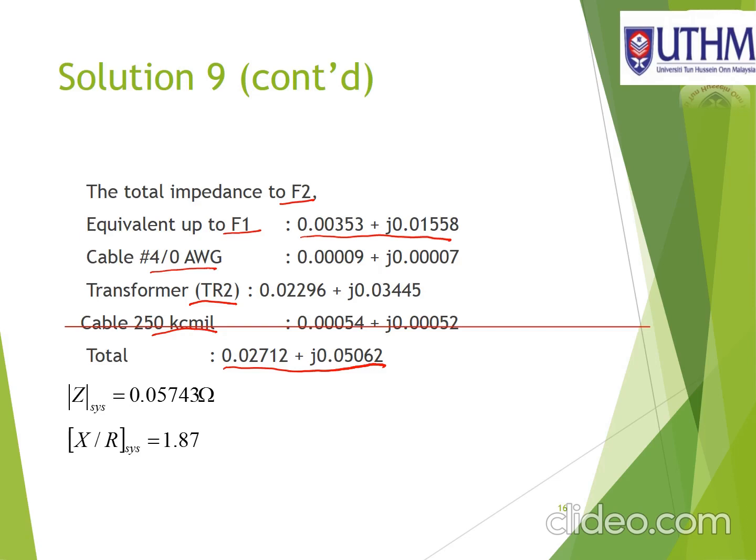Then we have to calculate what is the Z. So Z, just by referring to the polar form for rectangular, this one is in rectangular form. So we have to convert into polar form by using the calculator and get the magnitude of Z. So this is the value of Z. Then we have to calculate what is the X/R for the system. We get 1.87.